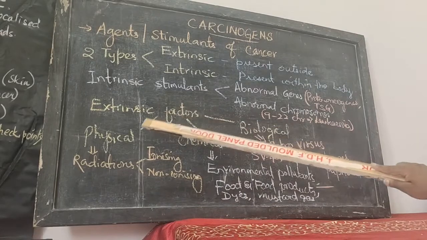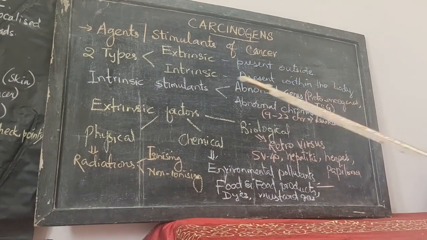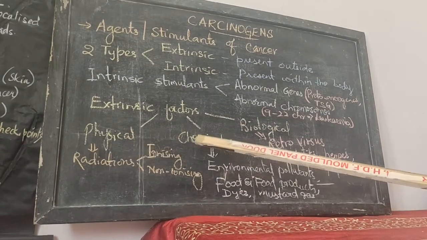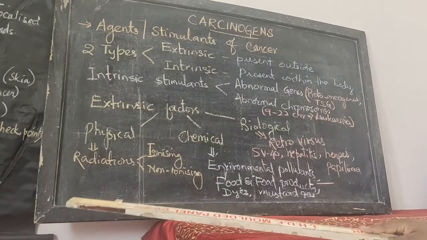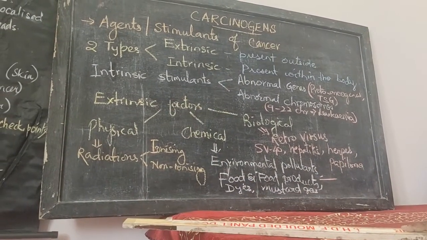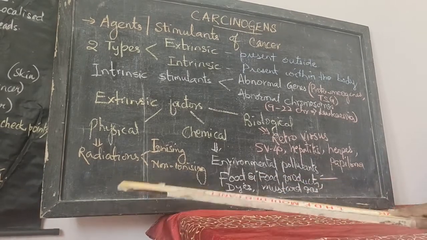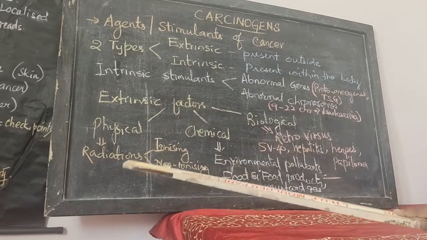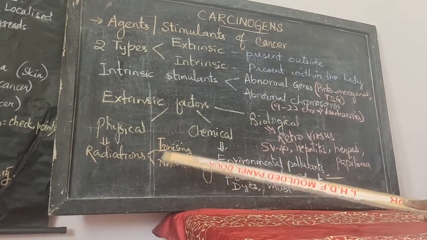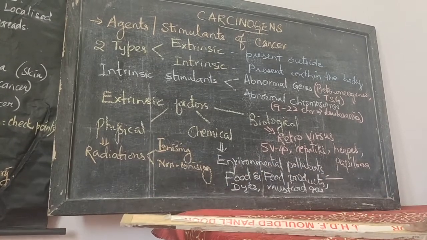The second type is extrinsic factors. They are the factors present outside the body of an organism. They may be physical, chemical, and biological types. Physical type of extrinsic factors includes predominantly radiations, which bring in mutation and further a cancerous condition. There are two types of radiations, ionizing and non-ionizing.